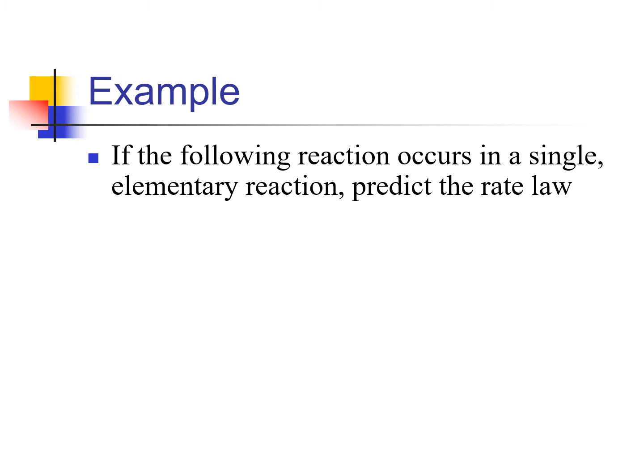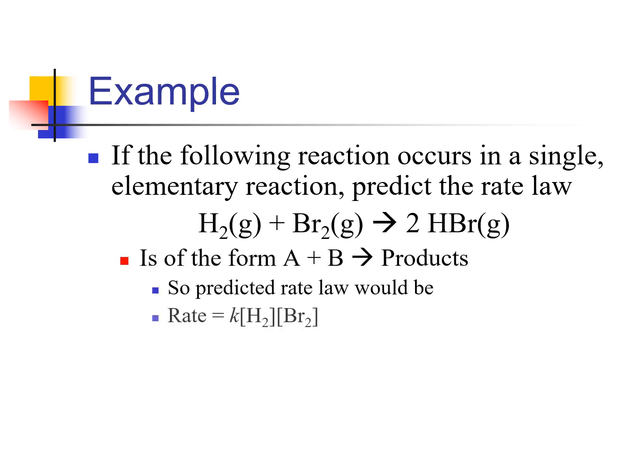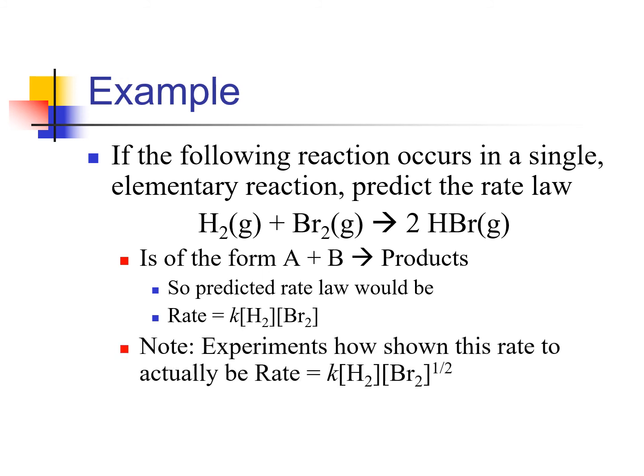So we're going to assume that the following reaction is elementary, and from that we'll predict the rate law. So if that is the elementary reaction, the rate law should be this. I see hydrogen, I see bromine, so I write hydrogen and bromine. They each have a coefficient of 1, so they each have an order or exponent of 1. Very straightforward. Now as a note, experiments show that the rate law for this reaction is actually this.